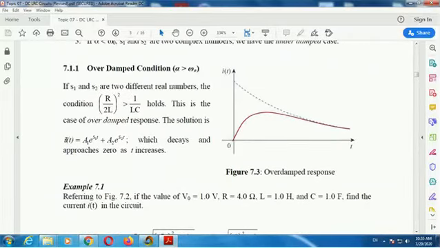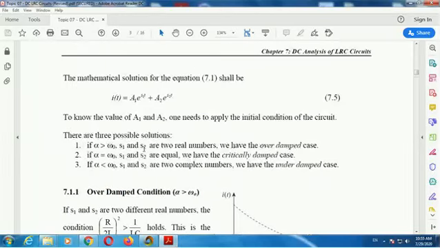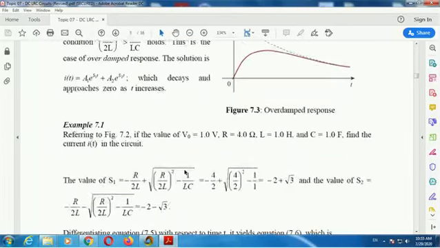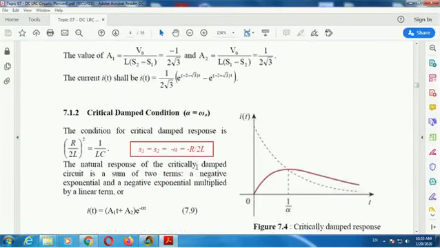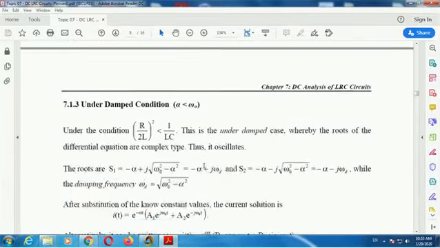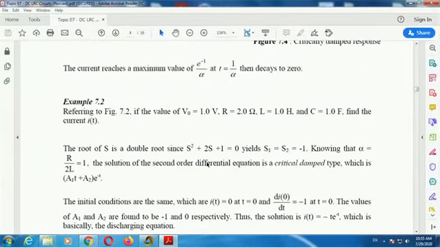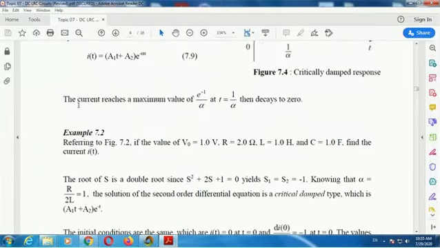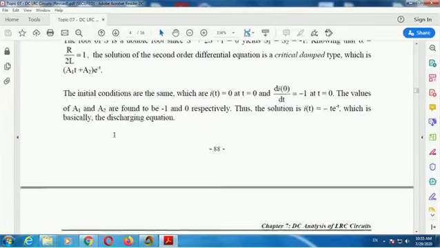See, they are different. Different equations depend on what? These two depend on these three values, and these three values depend on this one. Okay? Then we will do the exercise in lecture. We do the example in lecture.